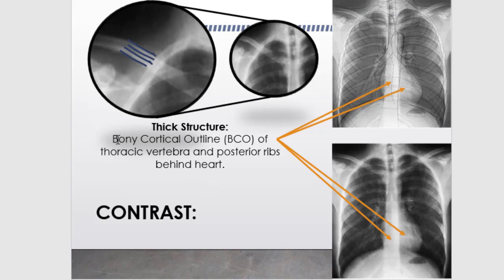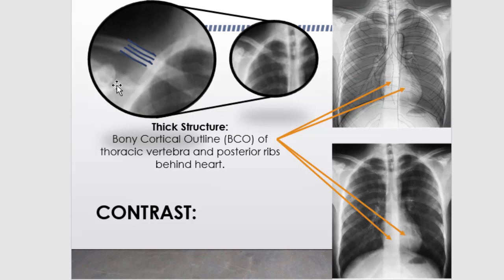What you need to see is the bony cortical outline of thoracic vertebra and posterior ribs behind the heart. Why? Because if you can see the bony cortical outline very clearly, that shows that the thin and thicker part contrast is good.